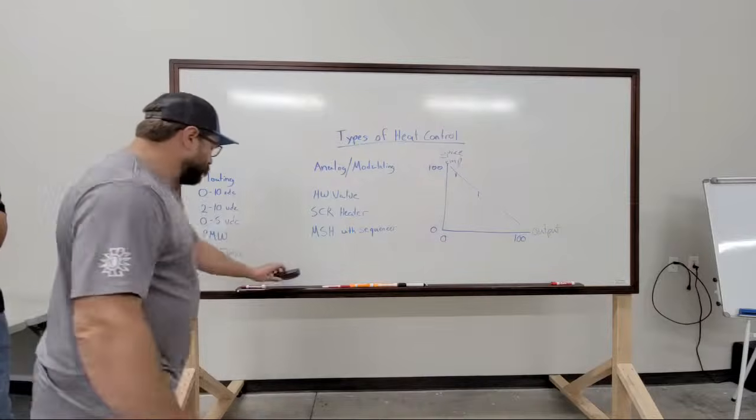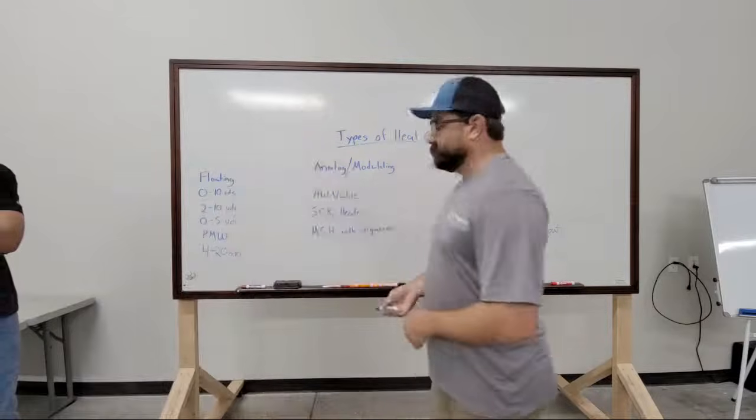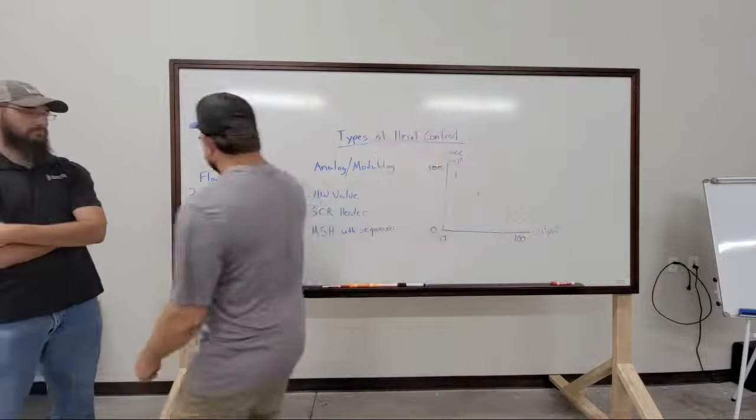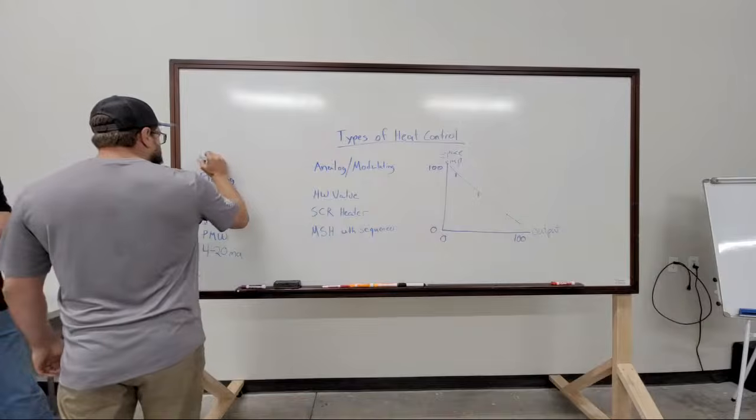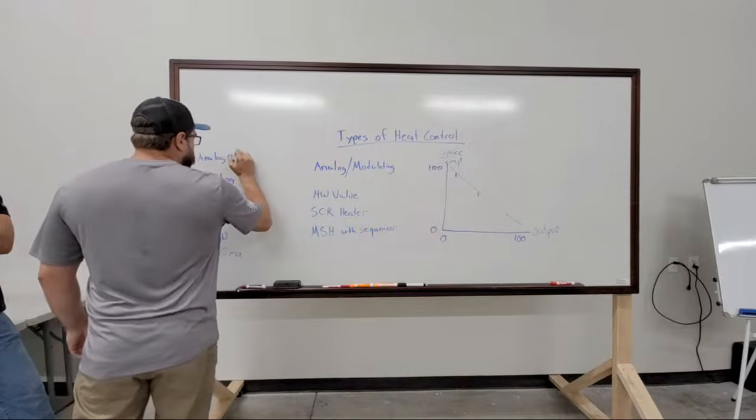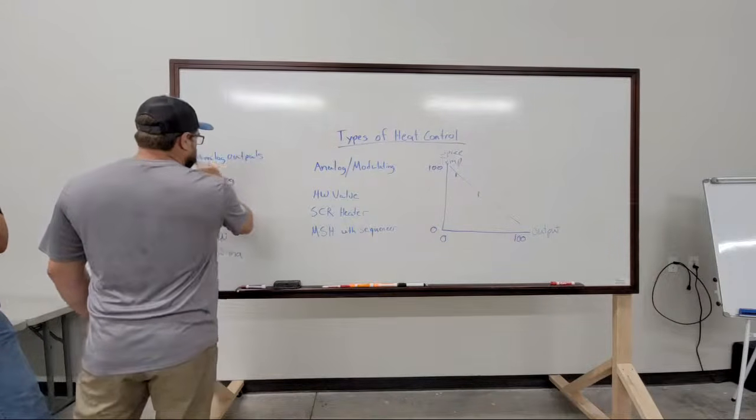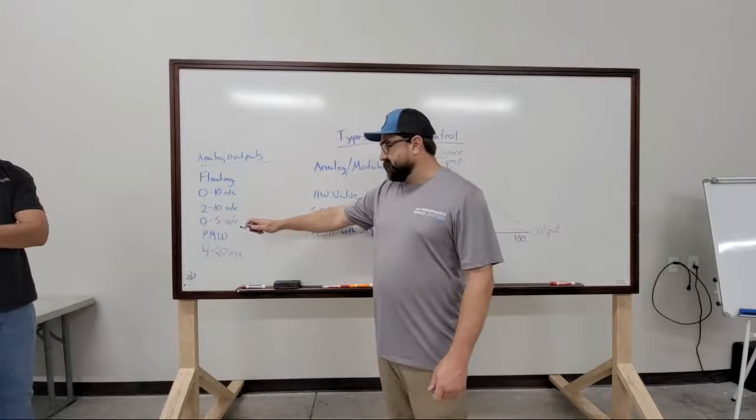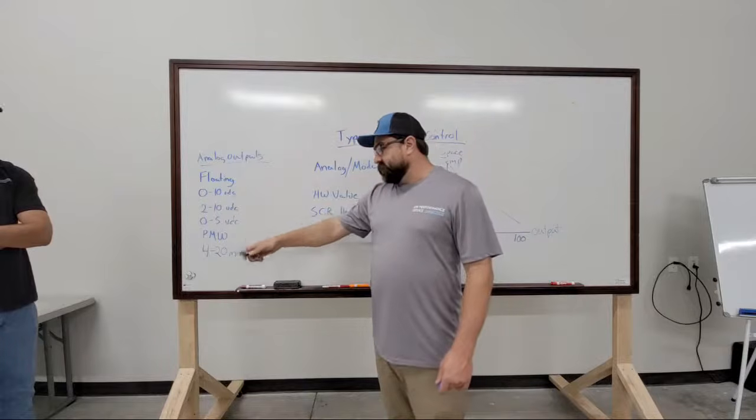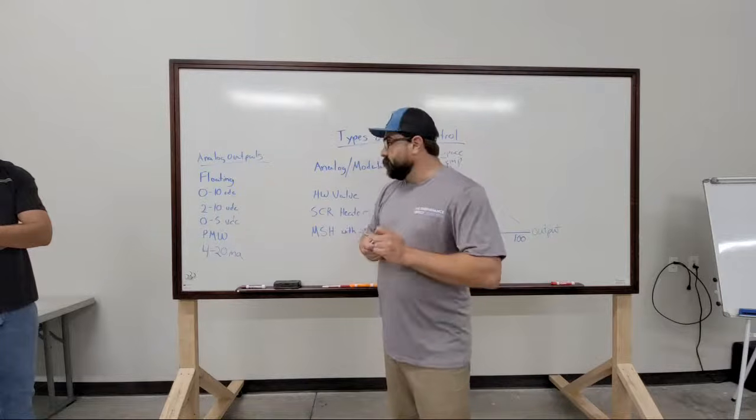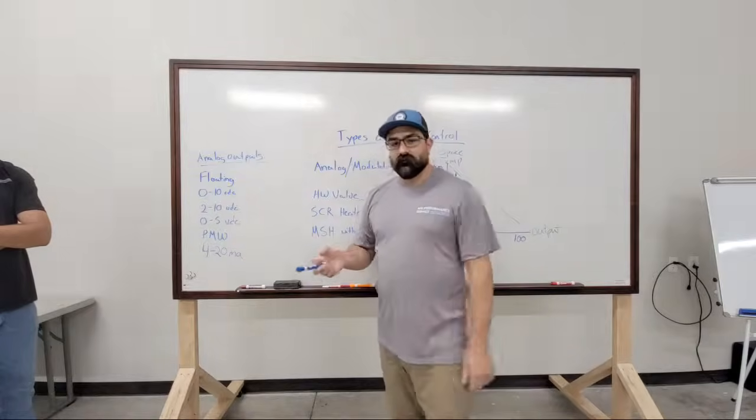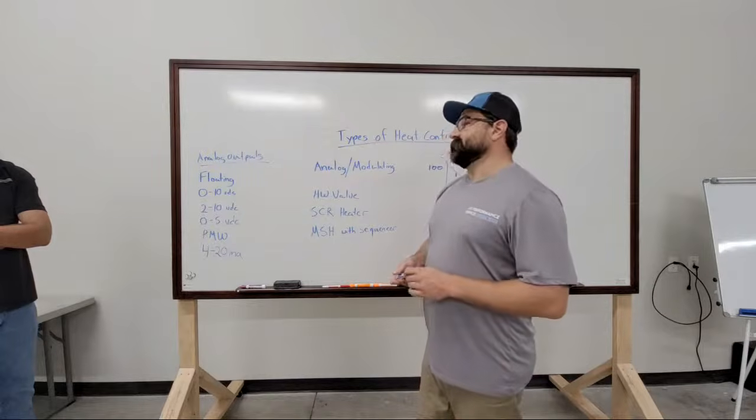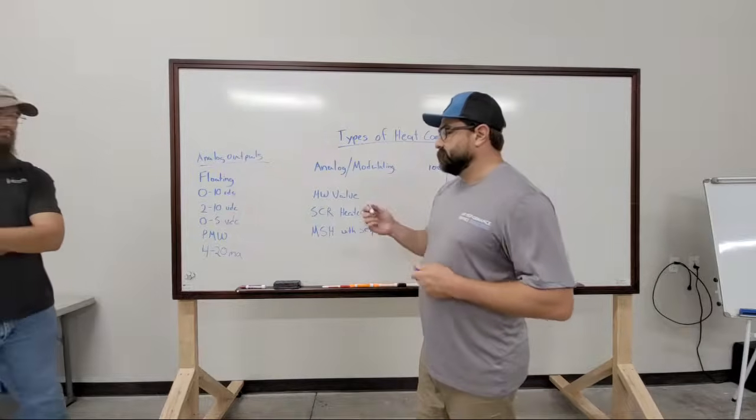All right, so the basic types of, can you see that, Justin? Okay, your basic types of analog output are floating, 0 to 10 VDC, 2 to 10 VDC, 0 to 5 VDC, pulse width modulating, and 4 to 20 milliamp. Floating is pretty simple.